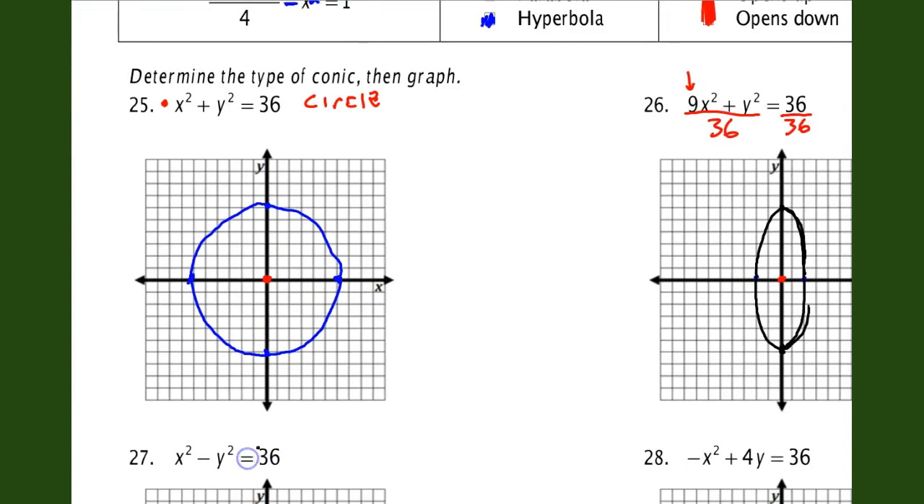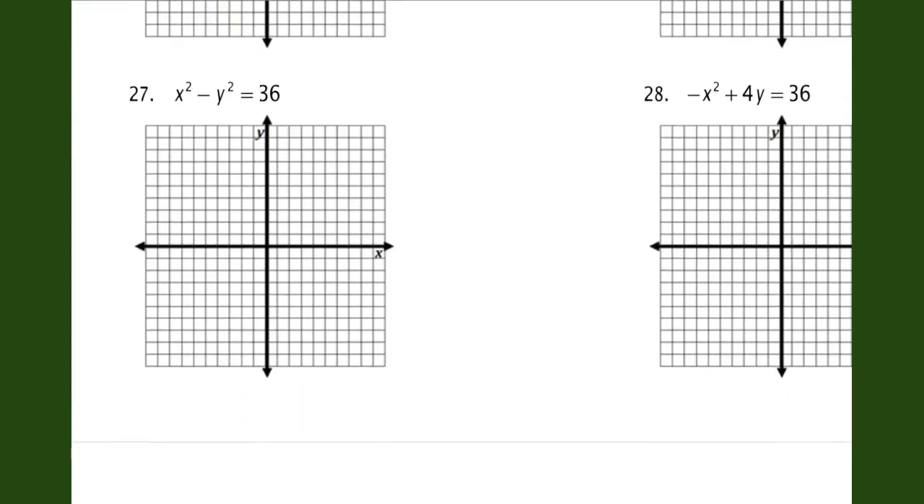Let's go to 27. We have, once again, two squares, but a subtraction. Much like those problems before, you can probably tell that this will be a hyperbola because of the subtraction. A hyperbola is just like an ellipse; we've got to get it equal to 1. So I'm going to divide by whatever number's on the right-hand side. So we'll have x squared over 36 minus y squared over 36 equals positive 1.